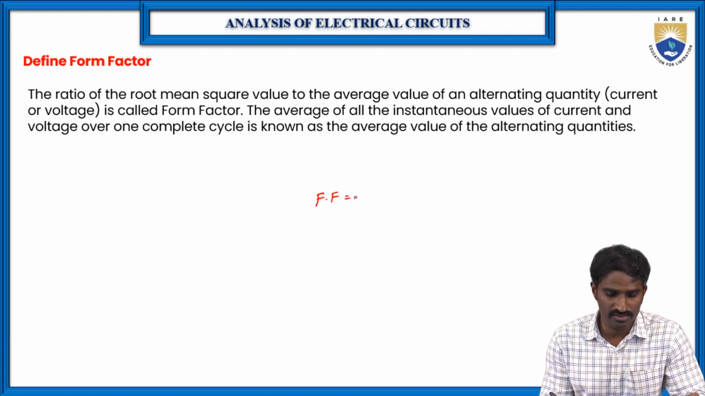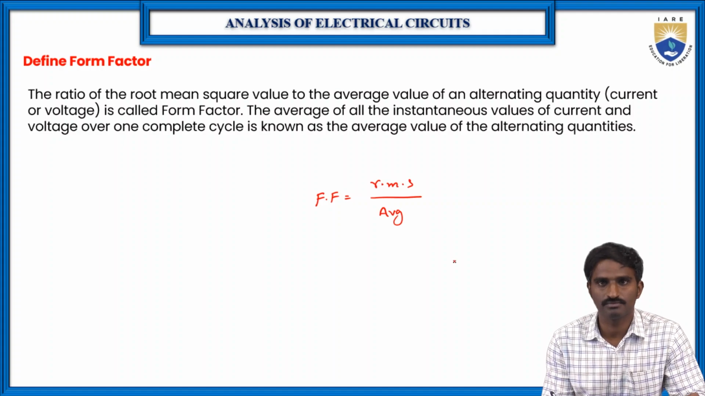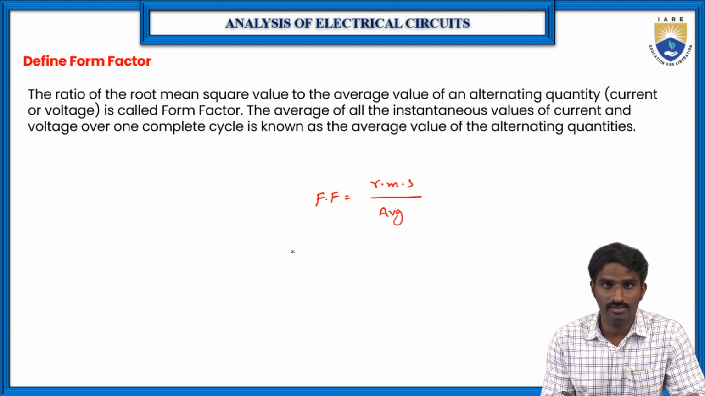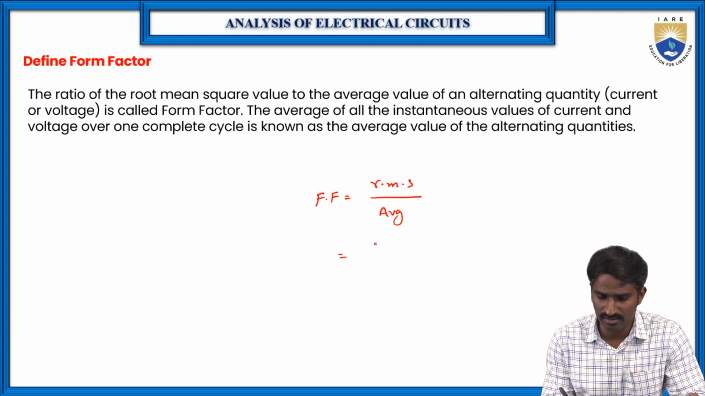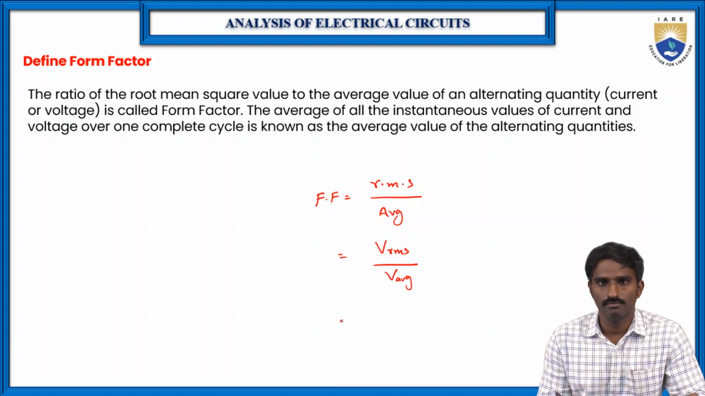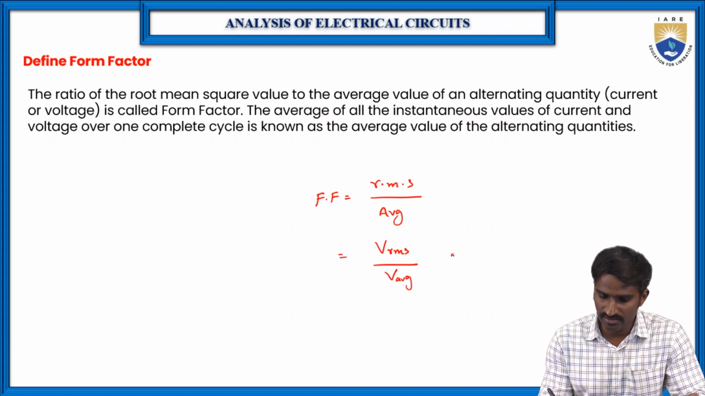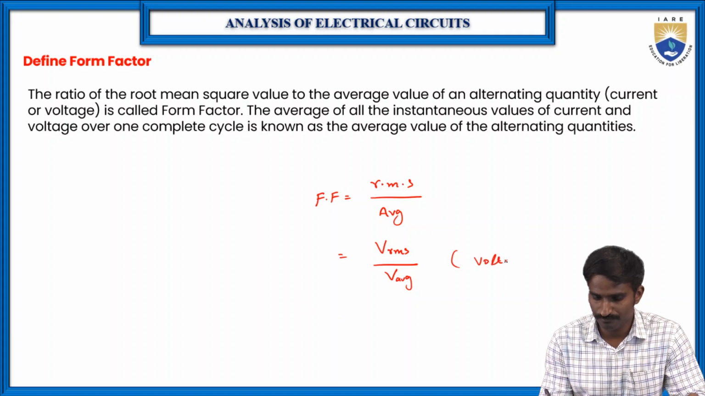So the form factor is the ratio of the RMS value by the average value. For a voltage waveform, it is V RMS by V average. This is for the voltage. And if you want to find the form factor for the current waveform, then it is I RMS by I average.